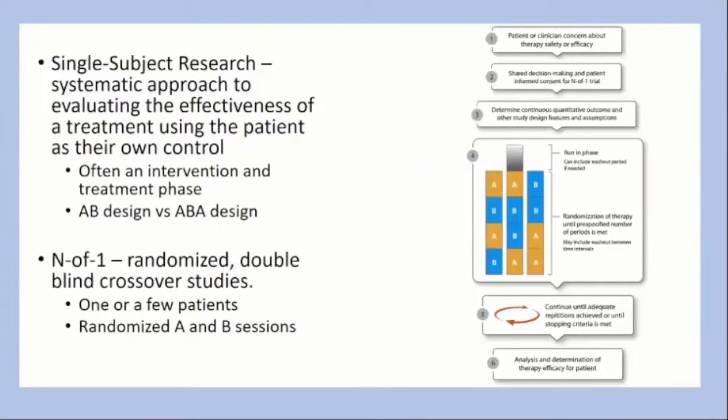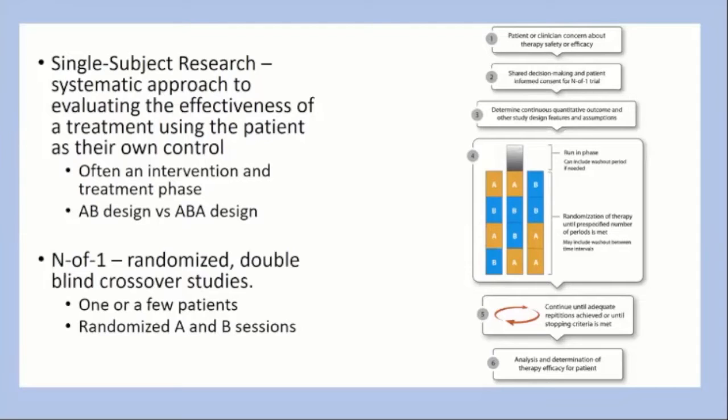The other two that you'll see in the literature are single subject research and N of 1 randomized control trials. Again, these are often used interchangeably, but there are subtle differences. Both of these are a systematic approach. Both of them use your patient as the control. In the single subject, the patient is not getting any intervention. Possibly in the N of 1, they may be getting a placebo or a sham chiropractic adjustment. So those are the main differences.